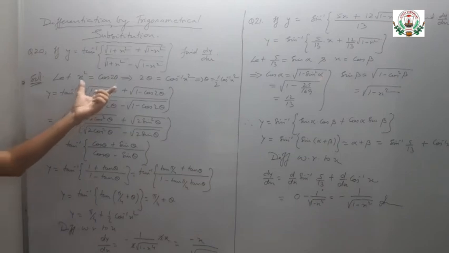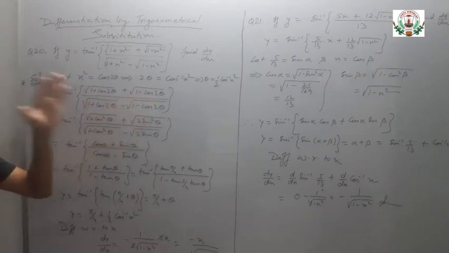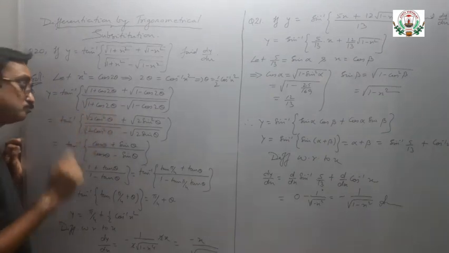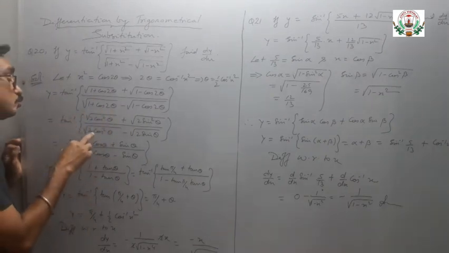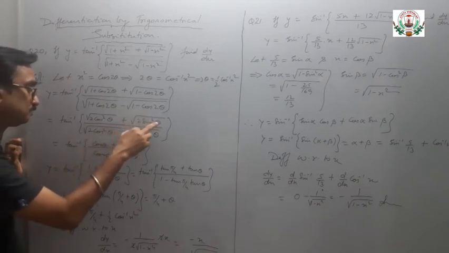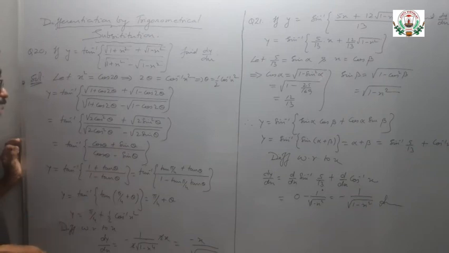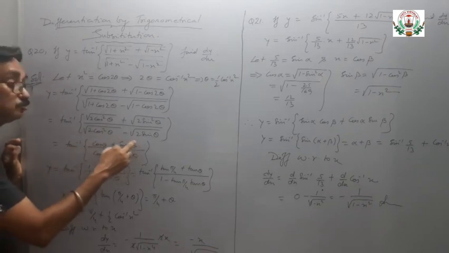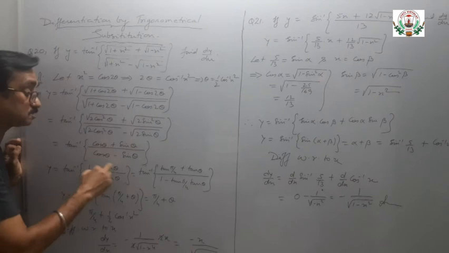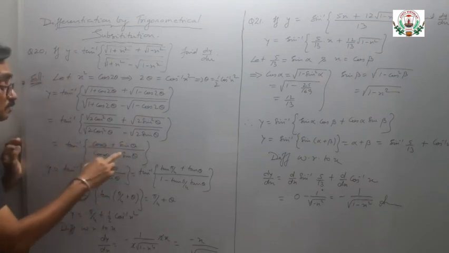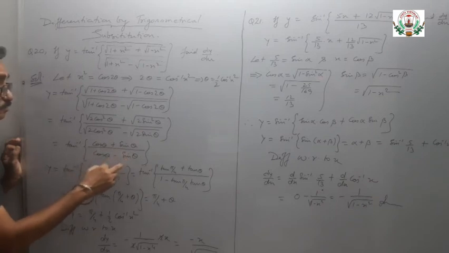As we substitute the value of x square as cos 2 theta everywhere, 1 plus cos 2 theta is 2 cos square theta, and 1 minus cos 2 theta is 2 sin square theta. So root over 2 cos square theta will be root 2 cos theta, and root 2 sin theta. Root 2 will be cancelled out by taking common. Now we are dividing the numerator and the denominator, all these terms, by cos theta. So cos by cos is 1, sin by cos is tan, cos by cos is 1, sin by cos is tan.